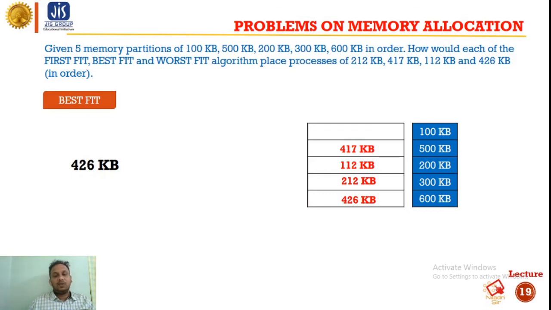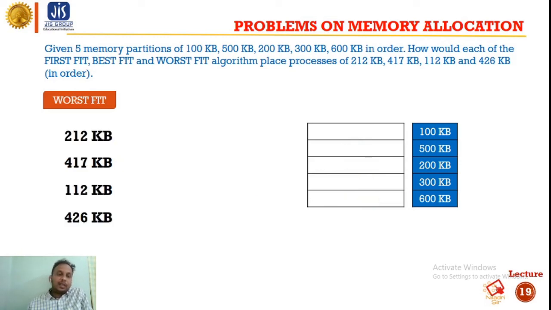Next one is 426 KB. So it will be inserted at 600 KB, as there is only a single hole remaining. Next one is worst fit. So what is the largest among these holes?